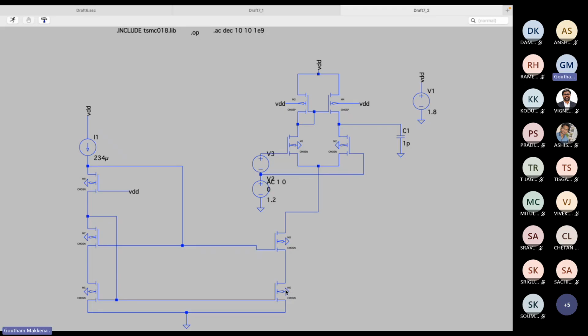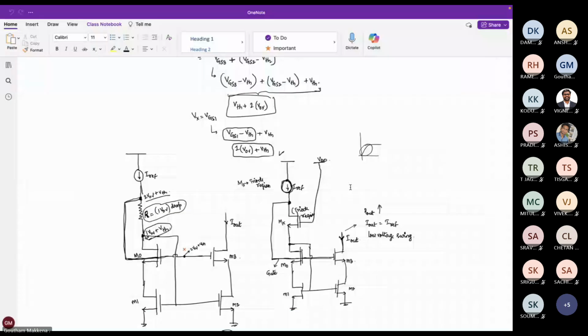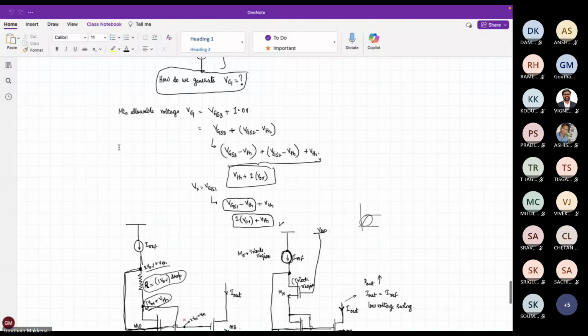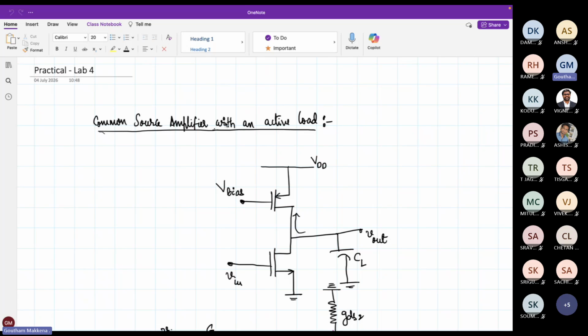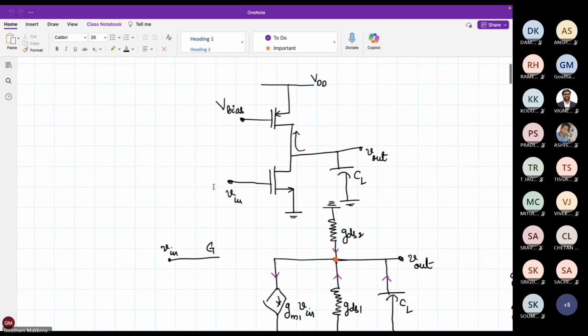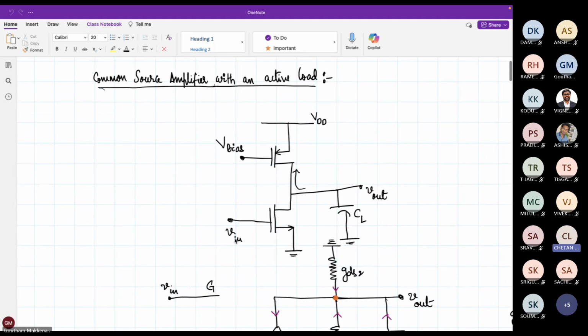What did we do in the last class? I'm losing my brain. So this lab, have I given the lab for this one? I think I gave this as lab 3, is it not? Lab 3 was, just a minute, common source amplifier with an active load. Can one of you please check? One second, I'm just checking that.